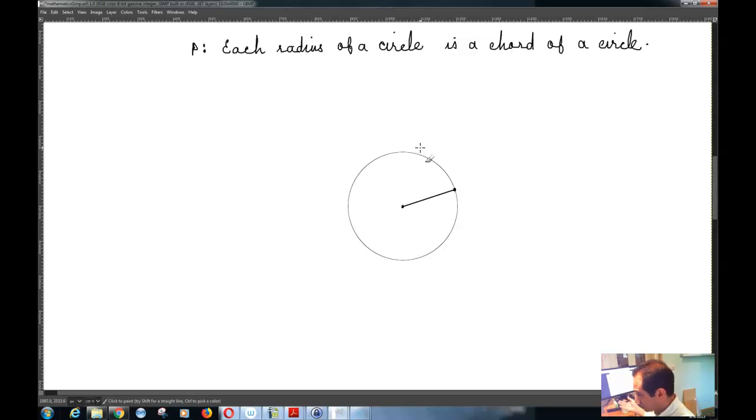And the same reason has been given here. It says that according to the definition of chord, it should intersect the circle at 2 distinct points, which is of course never the case here. So the statement here is false. It is of course false.